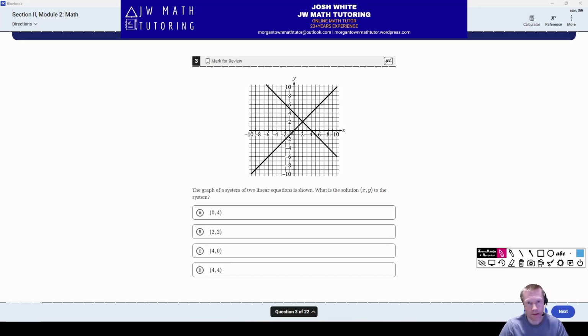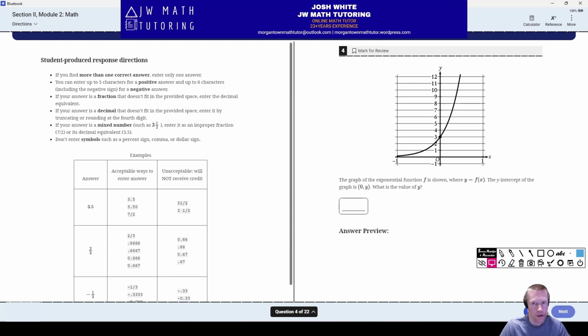All right, next up, you have a system of linear equations and it's graphed. So what is the solution? Well, it's just this intersection point right here at 2, 2. Correct answer is letter B. We can move on to the next question.